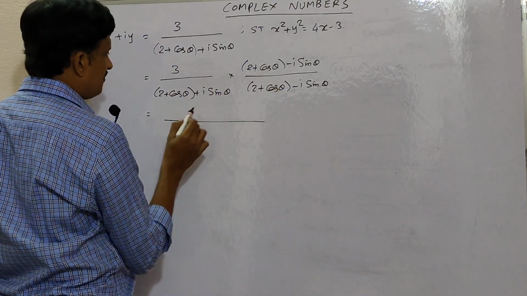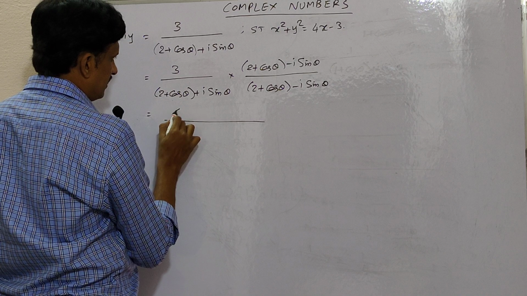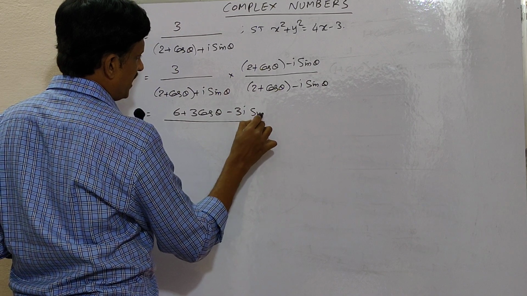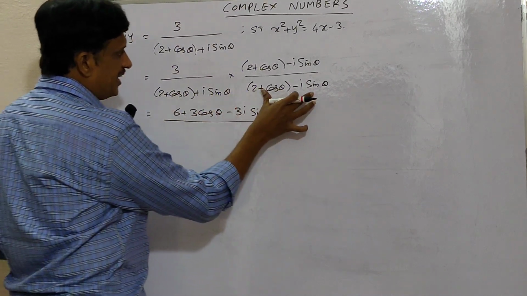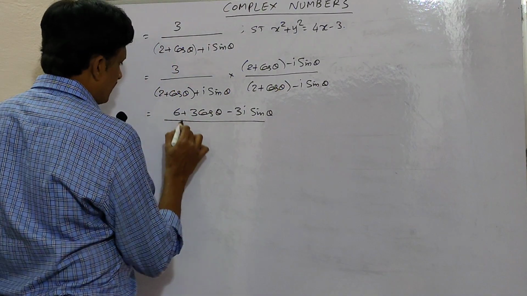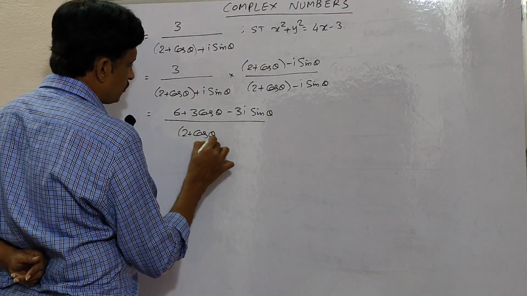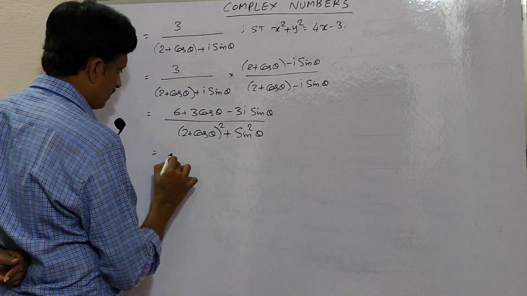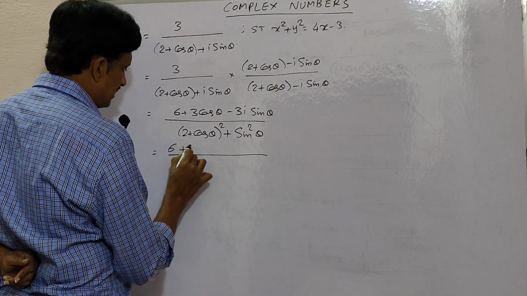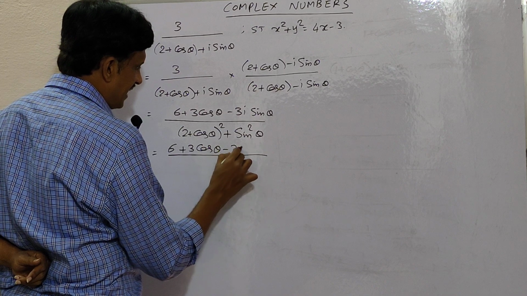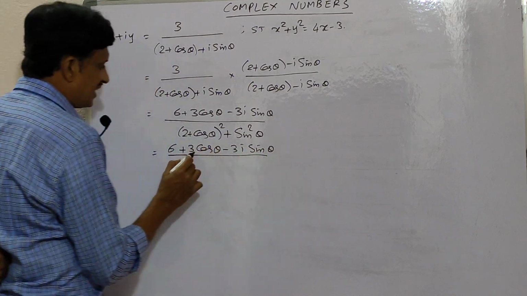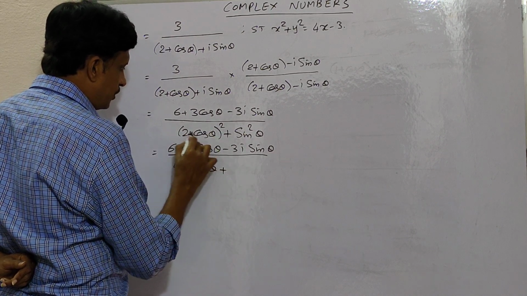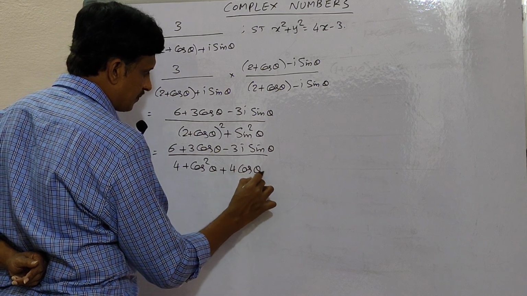The numerator is the product of these two, that is 6 plus 3 cos theta minus 3I sin theta if you multiply with 3. Denominator is a plus ib into a minus ib, that is a square plus b square. So 2 plus cos theta whole square, that is a square, plus b square is sin square theta. So this is 6 plus 3 cos theta minus 3I sin theta by, simplify the denominator, 2 square is 4 plus cos square theta plus 2 into 2, 4 into cos theta plus sin square theta.